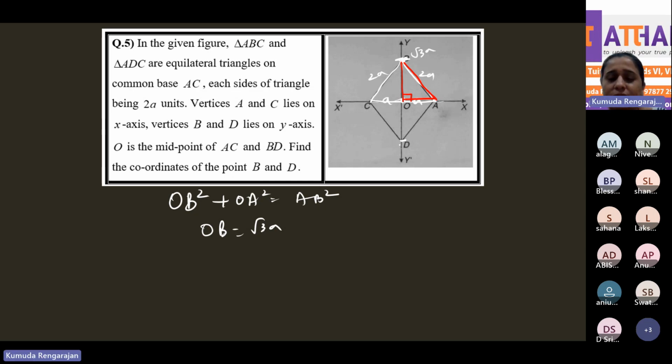And so the marking of this point will be, because O is the midpoint of BD, if this distance is root 3A, this also will be the same thing, root 3A. But since it's on the negative side, it will be minus root 3A. So the coordinates of the point B: B is on the y-axis, so x-coordinate is 0 and the y-coordinate is root 3A. D is also on the y-axis. Its x-coordinate is 0. Y-coordinate is minus root 3A. That's all the answer is. You just have to use Pythagoras theorem and find the value of this point and then get the coordinates.